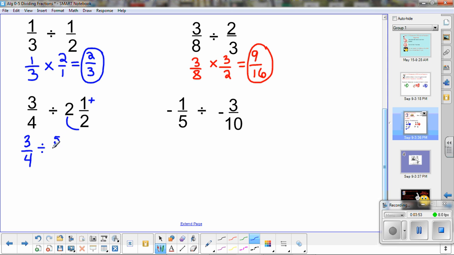So here's what the problem is. Now we can do keep, change, flip. 3/4 times 2/5. This is one where we can do some simplifying before we multiply because the 2 and the 4 can both be divided by 2. 2 goes into 4 2 times, and 2 goes into 2 1 time. Now multiply the numerators. 3 times 1 is 3. 2 times 5 is 10.